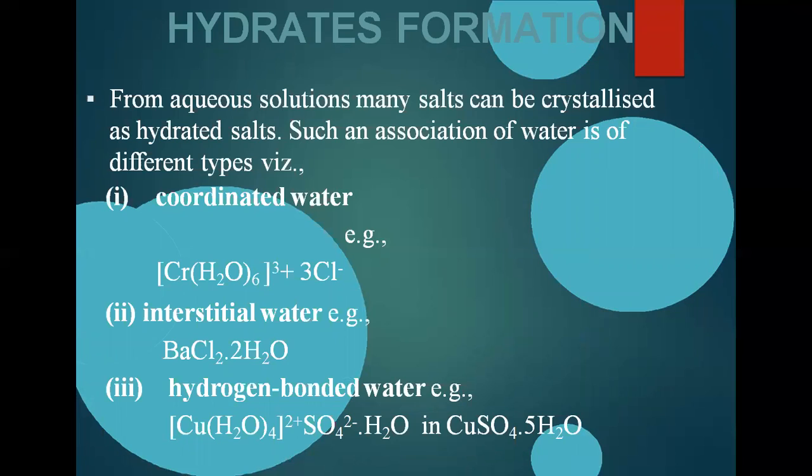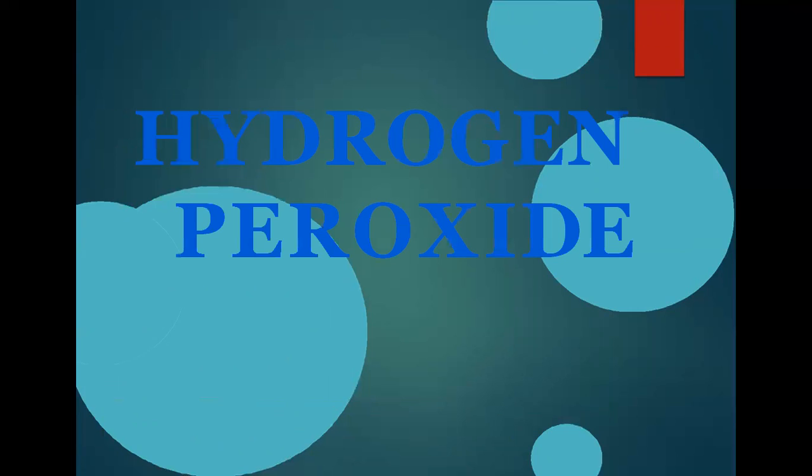Now, hydrate formation. From aqueous solution, many salts can be crystallized as hydrated salts. The water in them is of different types. First, coordinate water, this we can form. Second, interstitial water, this is BaCl2·2H2O. Third, hydrogen bond water, that is [Cu(H2O)4]2+, SO4 2- dot H2O in CuSO4·5H2O.